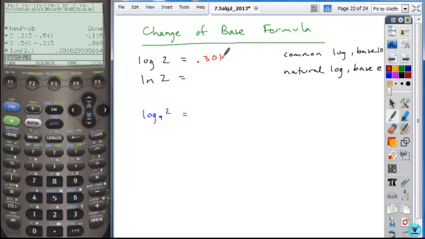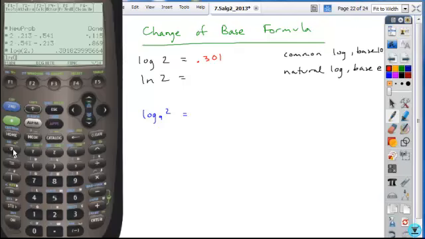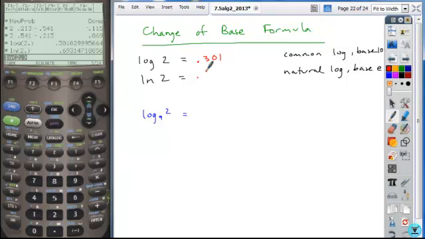Your calculators can also calculate the natural logs of numbers. The natural log is located here, second function x. So we can find the natural log of 2 just by hitting second x, 2. Again, I'll put a decimal in there so it gives me the approximation. And when I do that, I get the value 0.693 as the value of the natural log of 2.